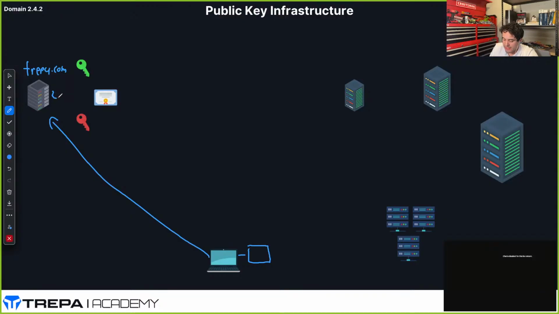So we want that icon. We want that icon that says our website is secure. We're not going to get this weird error that says, do you want to continue? Connection may be insecure. So how do we start? So public key infrastructure starts at asymmetric encryption.